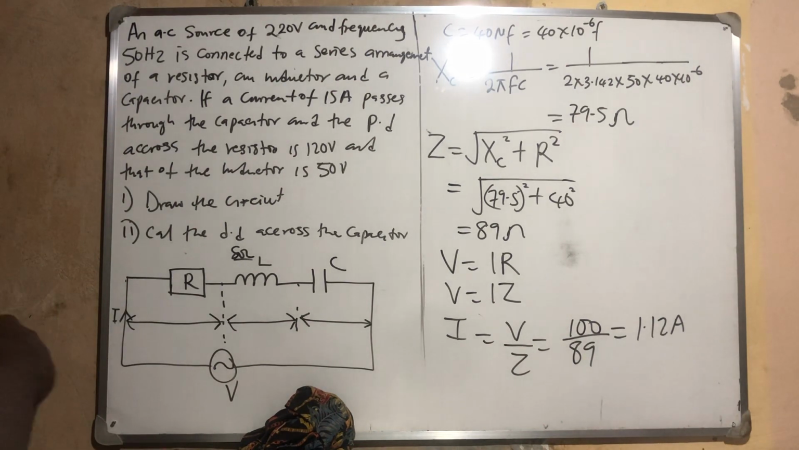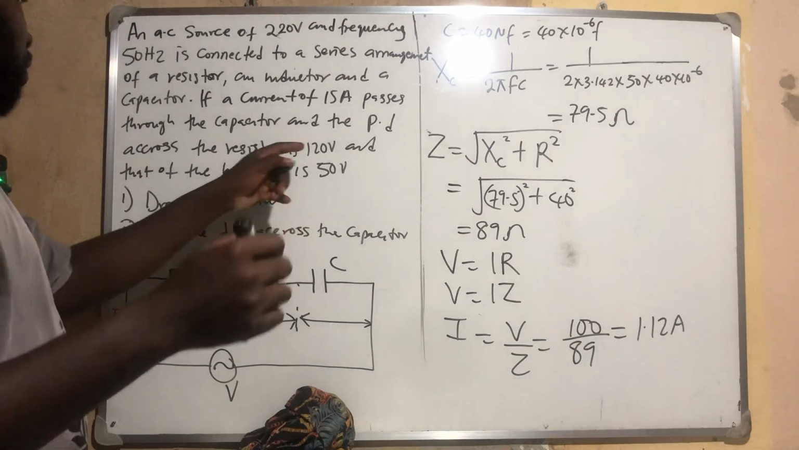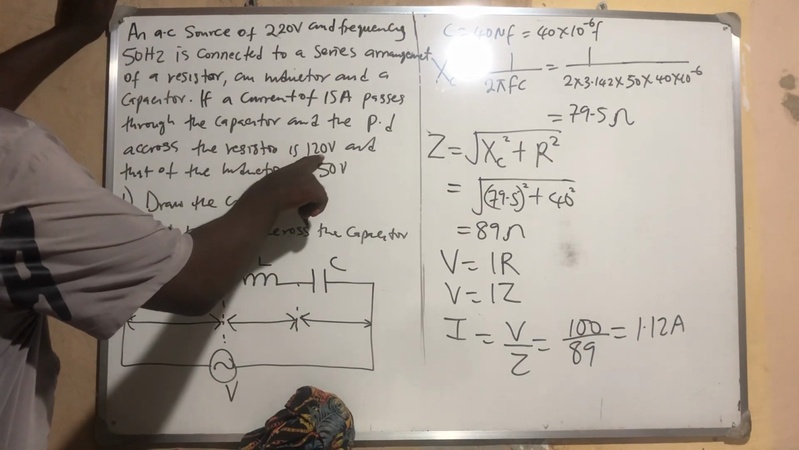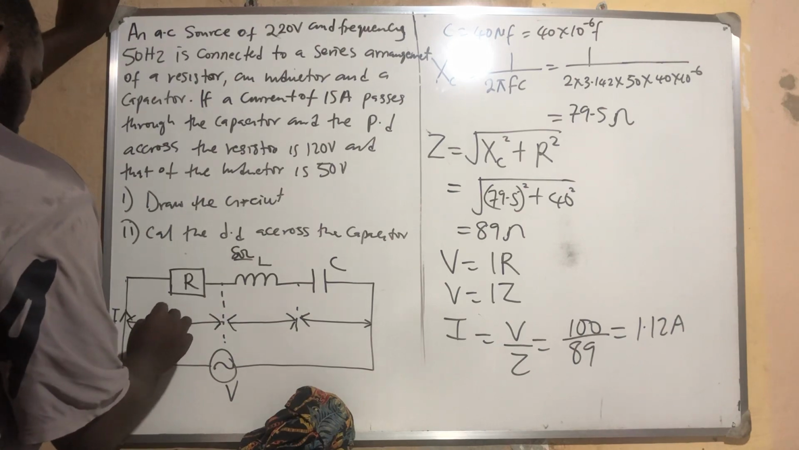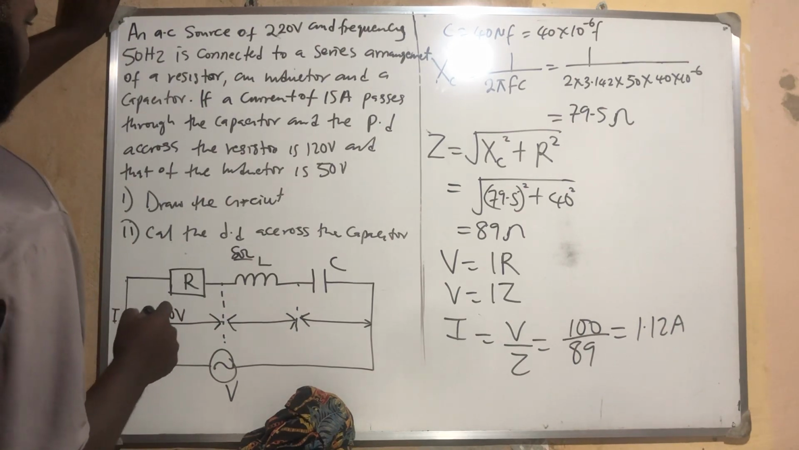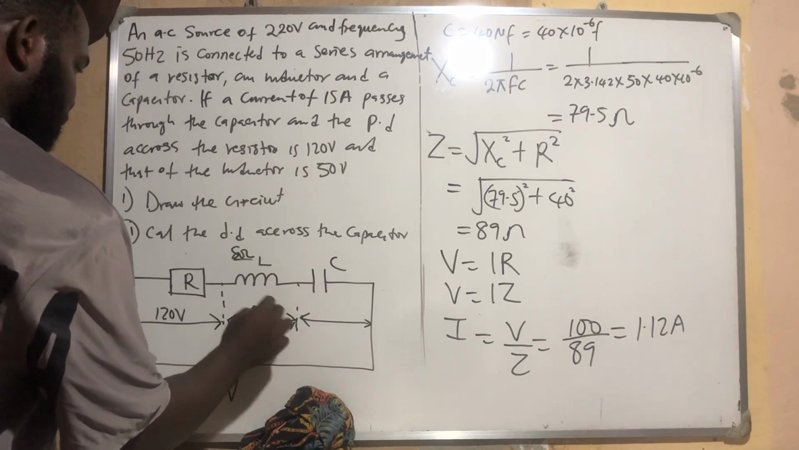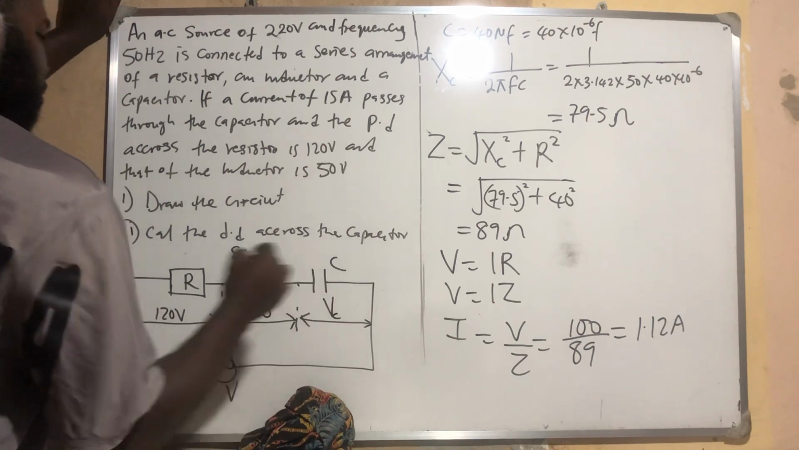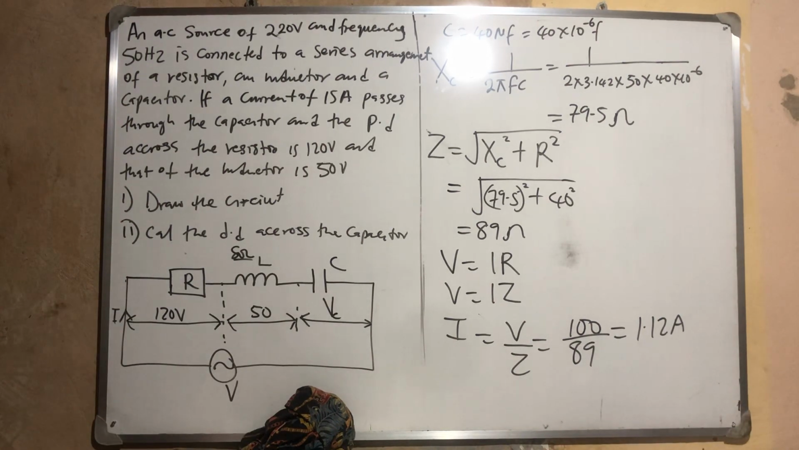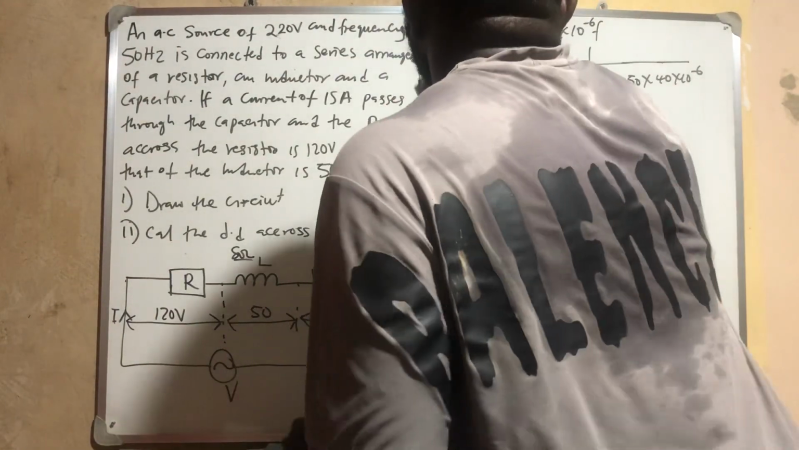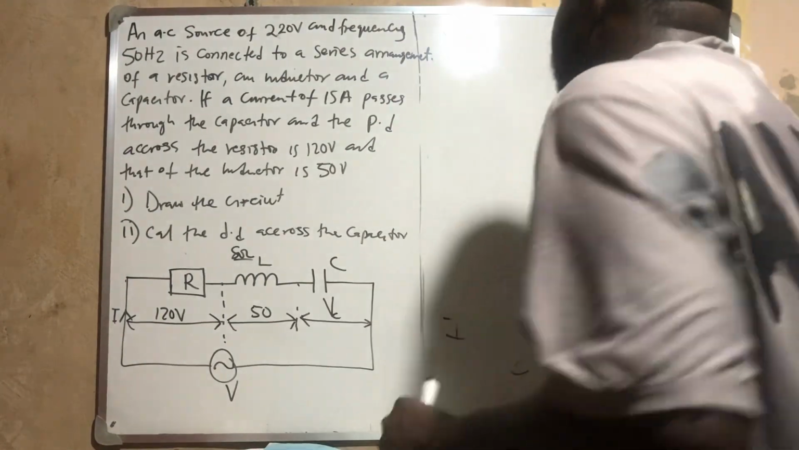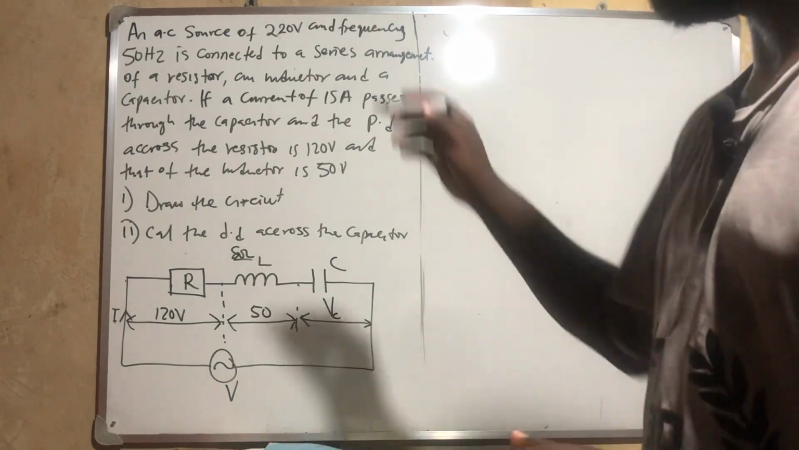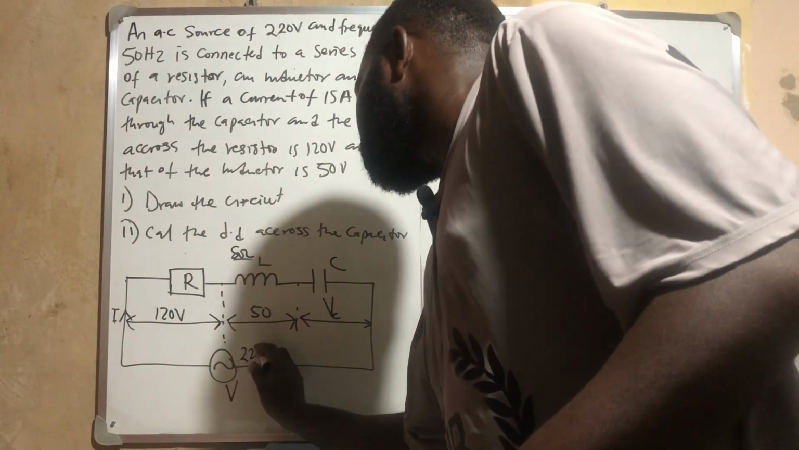The potential difference across the resistor is 120, so I have 120 volts here. The potential difference across the inductor is 50. I don't know the potential difference across the capacitor. So what do we do now? We know a formula, but do we know the total voltage? Yes, we know the total voltage. The total voltage that passes there is 220 volts.